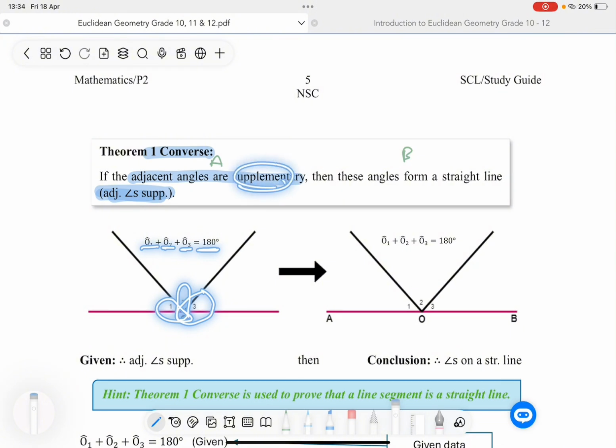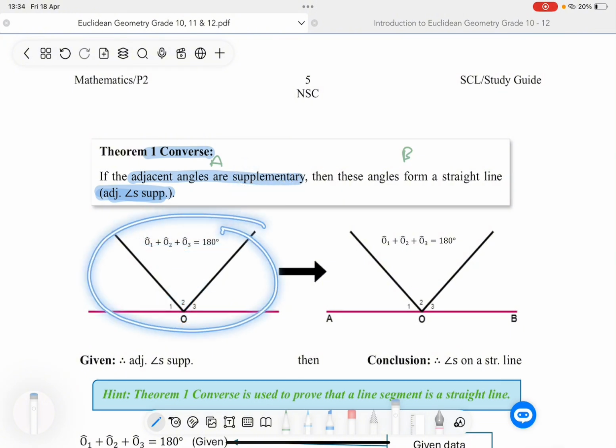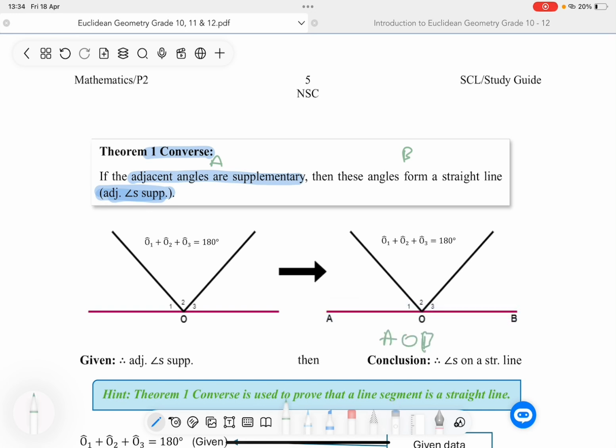They are supplementary. What we can conclude from such a situation is that if we have adjacent angles being supplementary, those angles actually form a straight line, meaning this line AOB would be perfectly straight. It will be a straight line. It will be a perfect straight line.